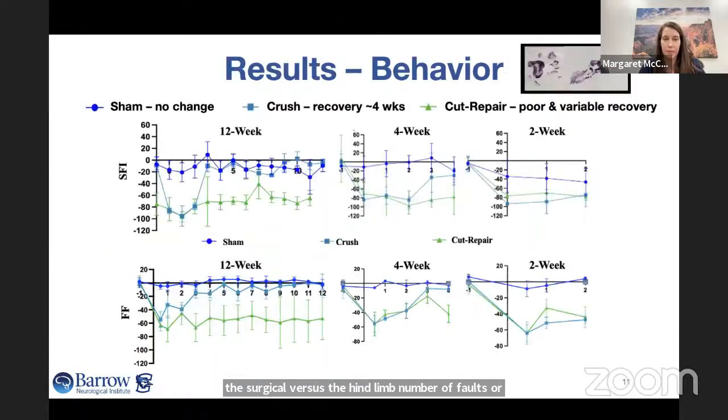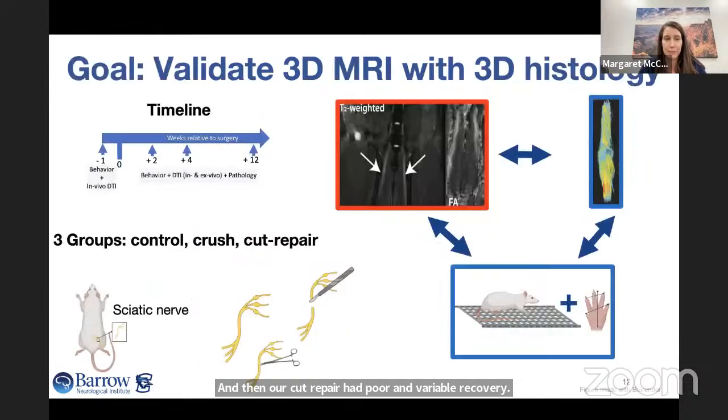And the nice thing about this was that we were tracking the behavior weekly, so we were able to get these results very early on and see that things were progressing as we expected. We saw no real change in our sham animals. Our crush recovered by 4 weeks, actually many of them by 3 weeks, if you look at these light blue lines. And our cut repair had poor and variable recovery. This was, as I say, kind of par for the course, matched what we've published in the past and what we're expecting to see.